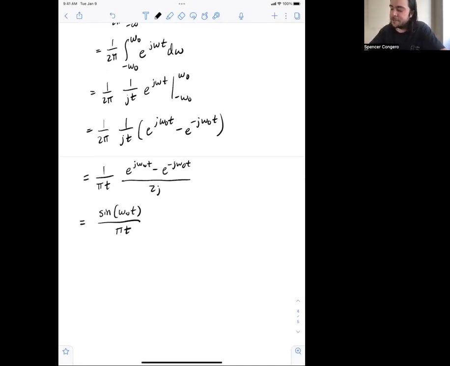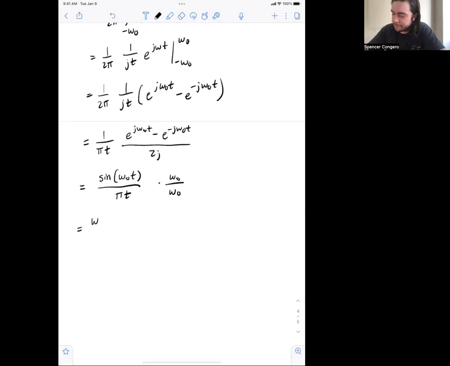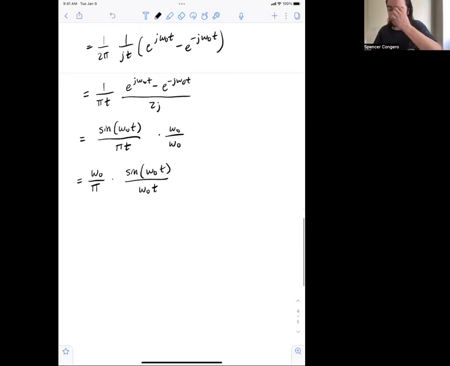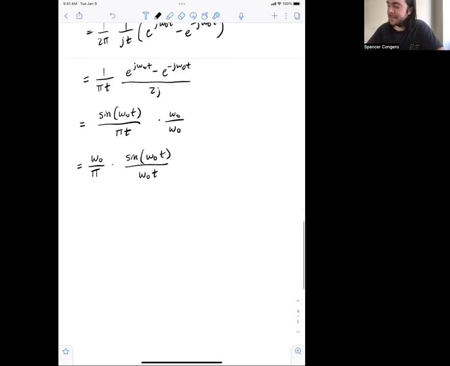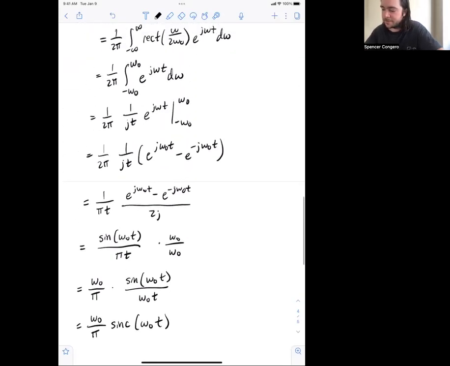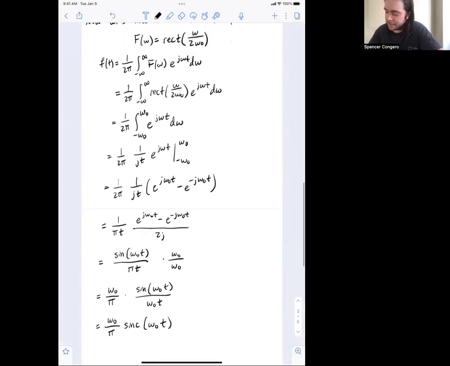Okay, so what do I have to do to try and make this look more like a sinc function? Turns out I just multiply by omega naught over omega naught. And what do I get? I get omega naught over pi from that one times sine of omega naught t over omega naught t. And there we go. We got sine of something over that same thing, and that's our sinc function. This is omega naught over pi times sinc of omega naught t. Okay, so what have we shown? We've shown that the Fourier transform of this function is this Rect function.